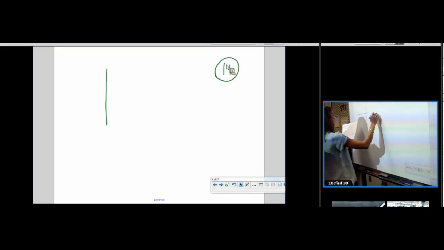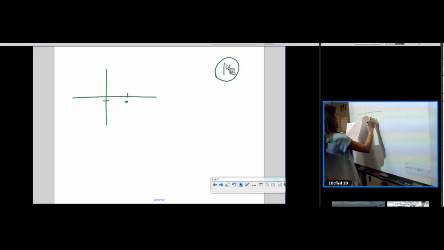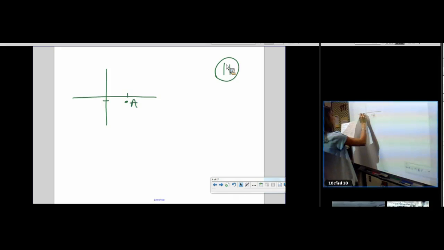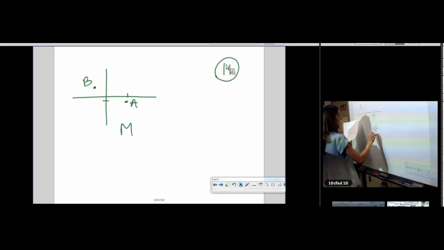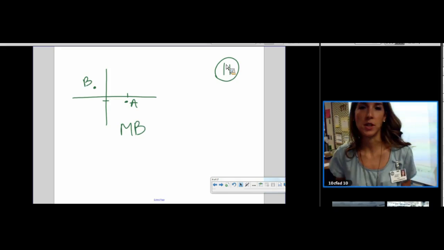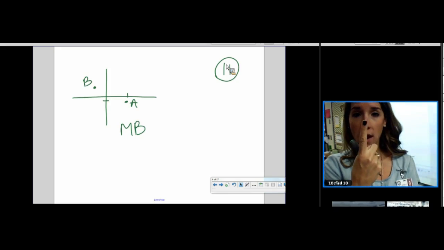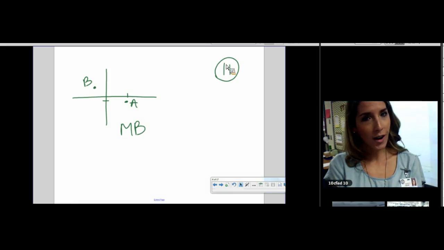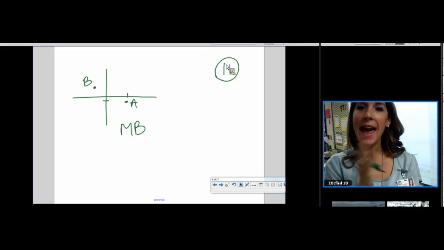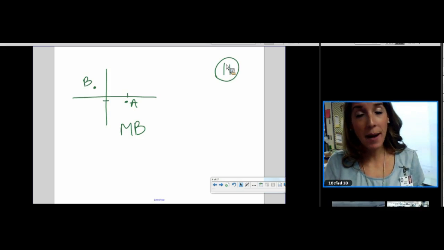I'll plot these just for fun, but you don't really need to plot them. (4, -1), that's A, and (-2, 3), that's B. M is the midpoint. What is the length of MB? So you've got two options. You could find the midpoint, step 1, then find the distance from M to B. Or you could find the distance from A to B and divide it by 2.